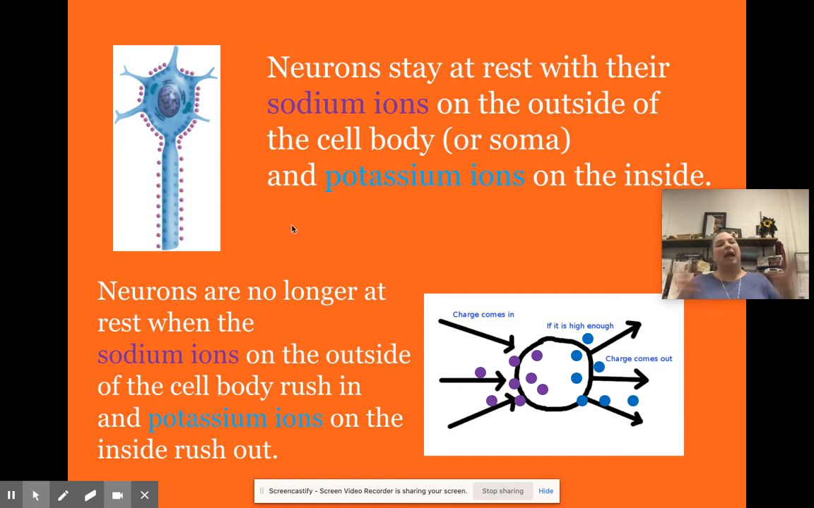So when neurons are active, they are no longer at rest. And what's happening is the sodium ions are going inside the neuron, and the potassium ions are rushing out. So it's kind of like this. It's going whoosh, whoosh, whoosh. And that's what's giving it its energy. And a chemical is basically what's causing that to happen.